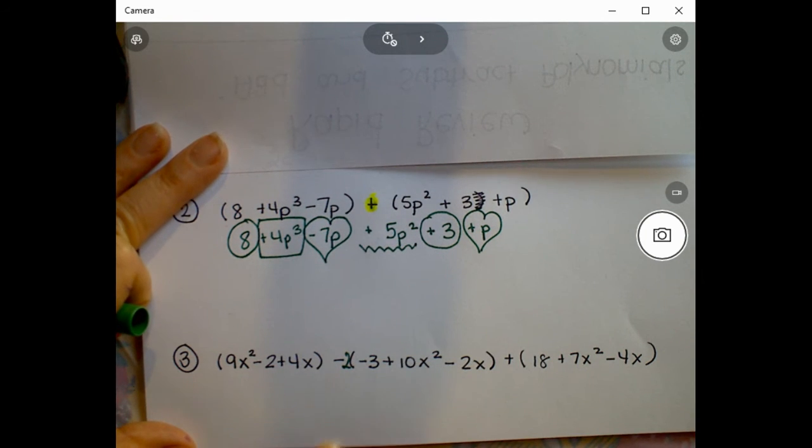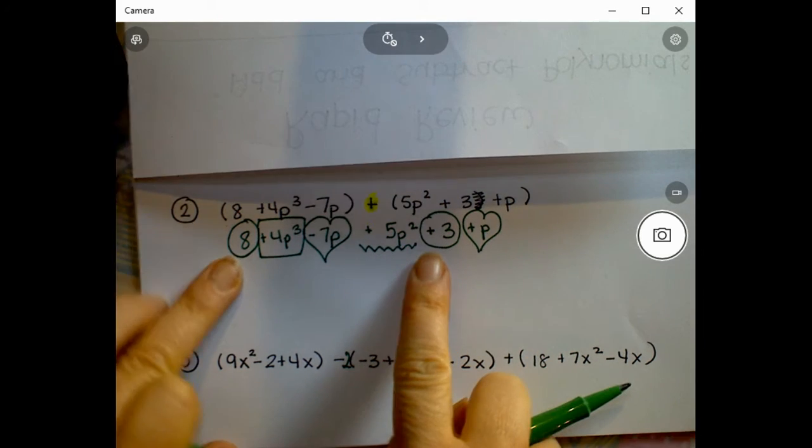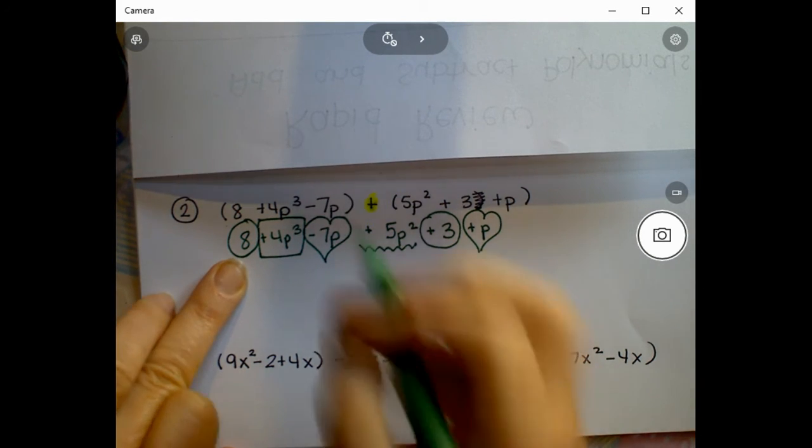So now we're going to go through and combine like terms. We're going to combine our constants. 8 plus 3 is 11.